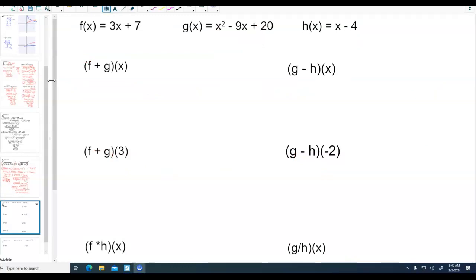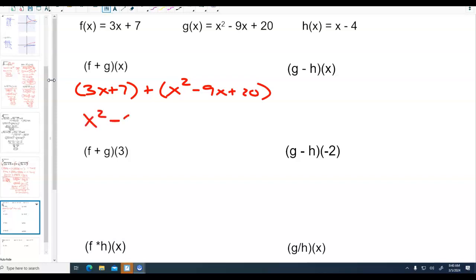The f plus g of x. My f of x is 3x plus 7. My g of x is x squared minus 9x plus 20. We're adding them together. x squared minus 6x plus 27.